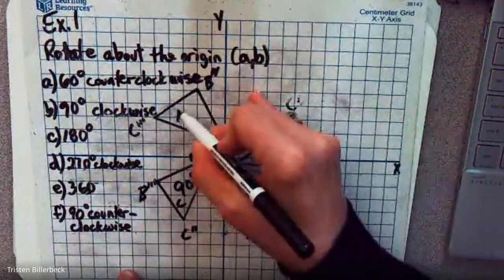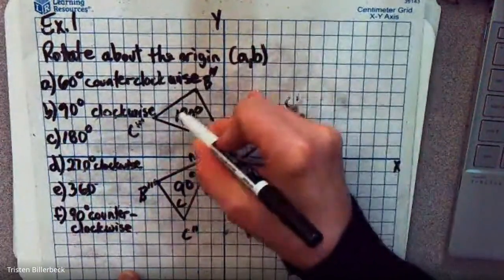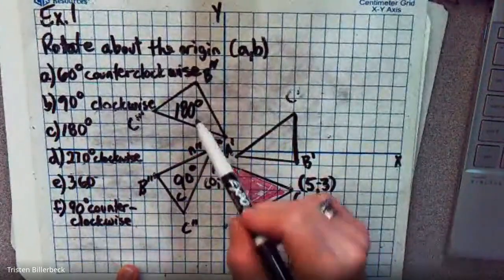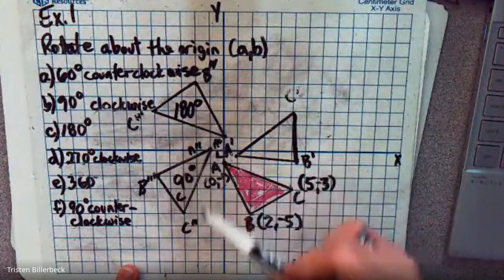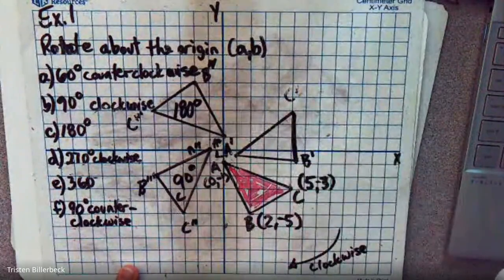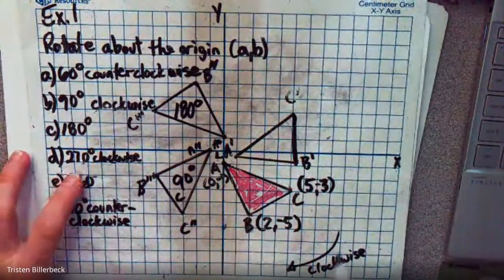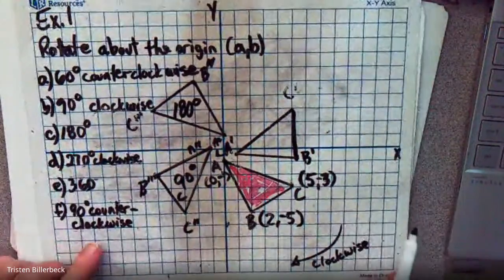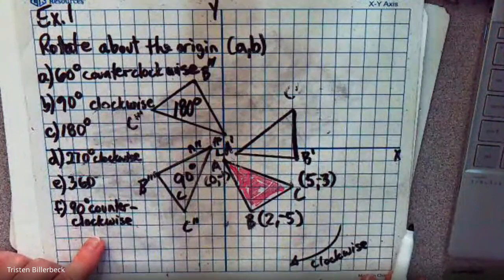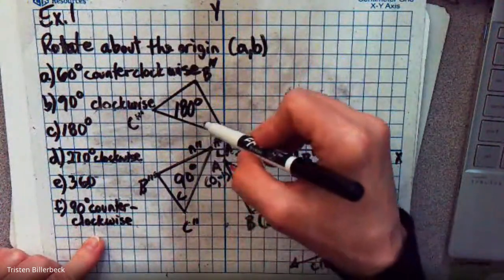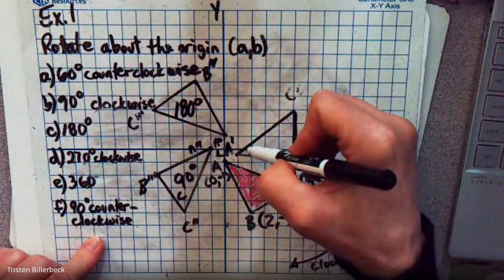So that gives us 180 degrees, and it does not matter if it's clockwise or counterclockwise. You're going to get there whether you go this way or this way. All right, so the last one is 270 clockwise. Well, that's actually the same thing as 90 counterclockwise. So 270, we start here and we go all the way around to this axis.